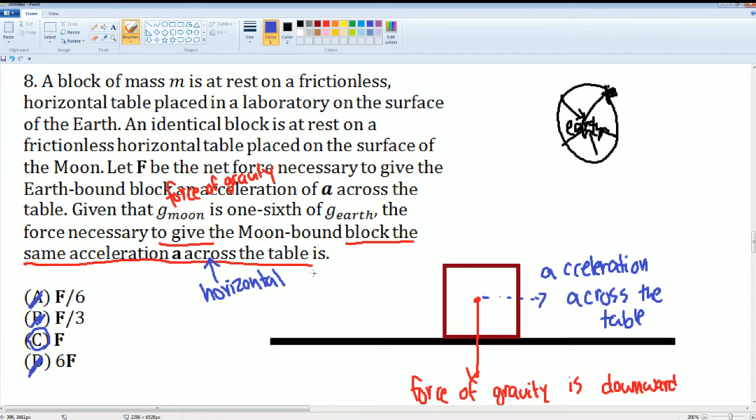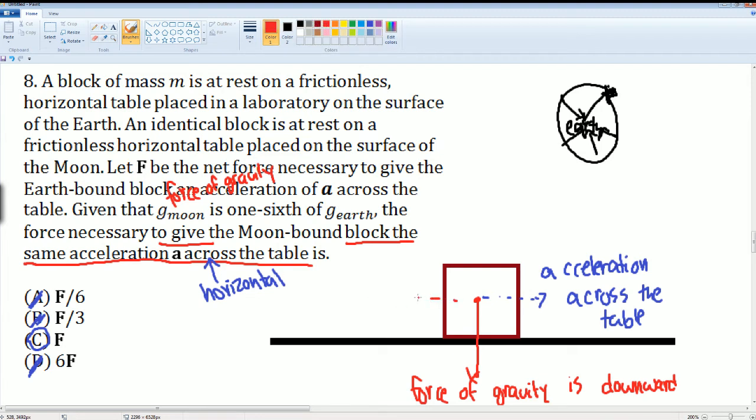The horizontal motion across the fictional table is unaffected by the vertical gravitational acceleration. It would take as much force to accelerate the block across the table on Earth as it would on the moon. If friction were taken into account, then there would be some change, but here it's not. If there is friction, there would be less force here. If there is friction, the answer would change.